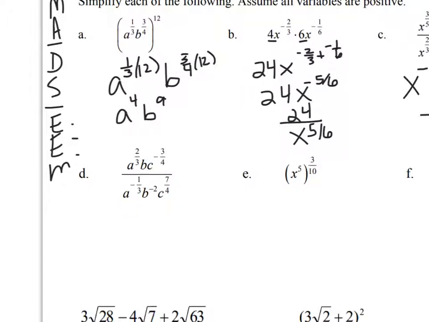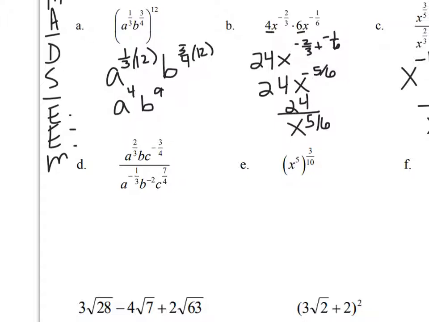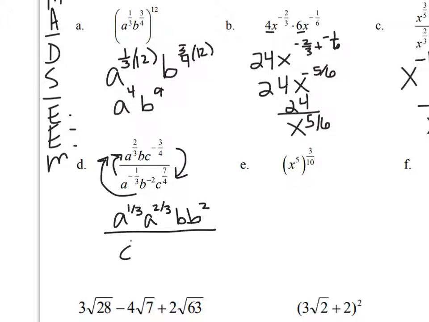So that means a to the negative 1/3 is going to move up, then b to the negative 2 is going to move up, and c is going to move down. So I'm just going to do all that. A to the 1/3, a to the 2/3, b squared, and then c to the 3/4, c to the 7/4. Okay, now when I look at these, each of my variables is being multiplied to the same base. So that means I'm going to add each of these exponents.